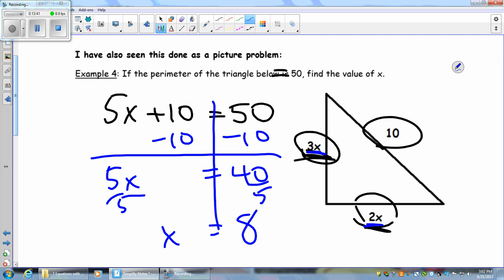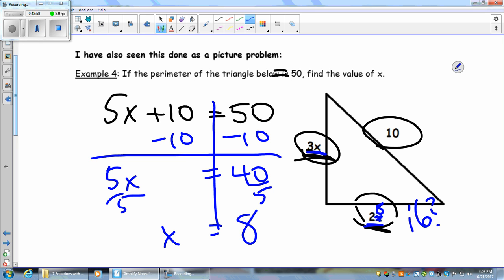So I wanted to be really, really smart and ask, how long is the bottom? Some of you might be thinking 8. That's not true. It's 16. Any idea how I got 16? Yeah, plug in 8 right there. And 8 times 2 is 16.